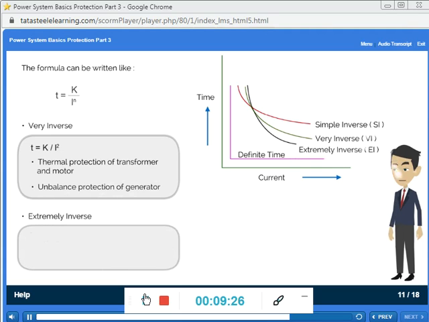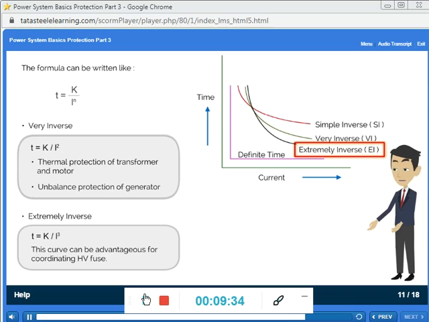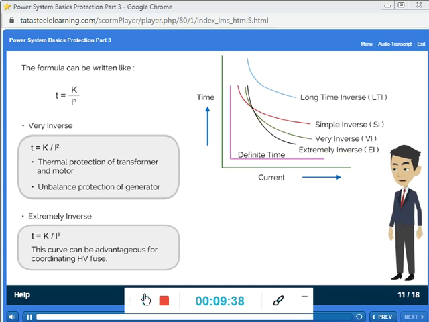Extremely inverse. As you can see here, the value of I has increased further, thus making the curve extremely inverse. This curve can be advantageous for coordinating HV fuse. Apart from these, there is another curve known as long time inverse curve. If the value of I increases further, for example 8, it is referred to as rectifier protection relay. This is all about time setting.